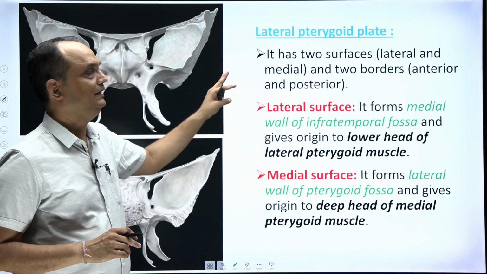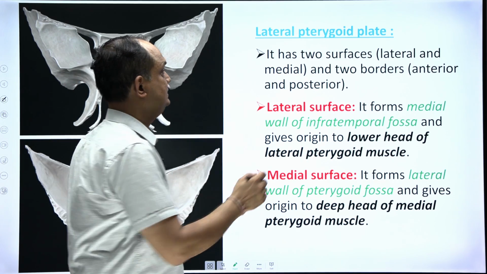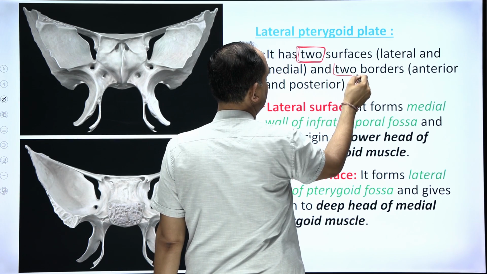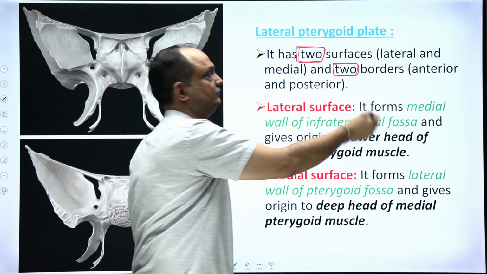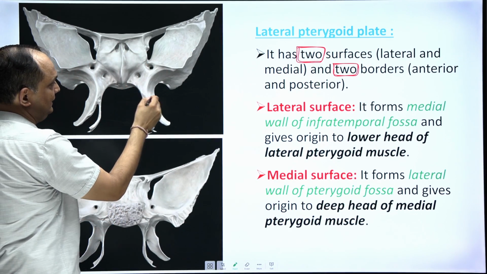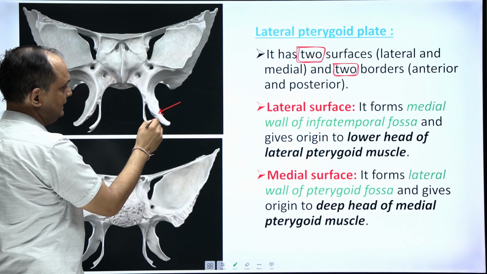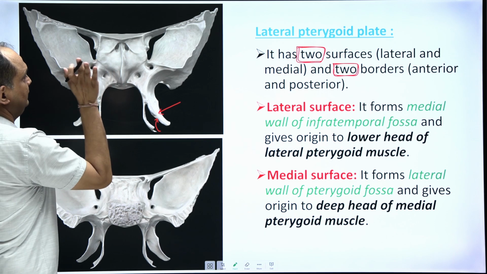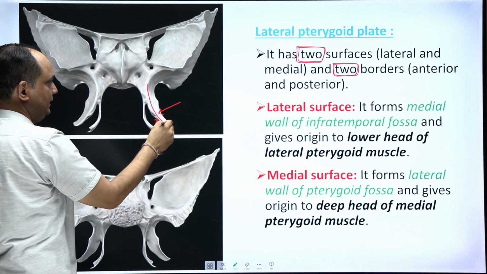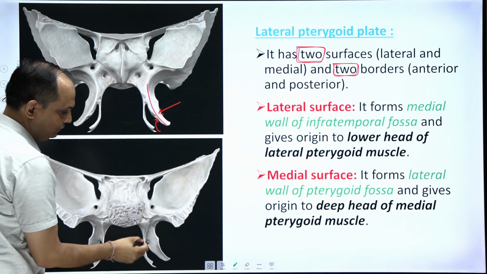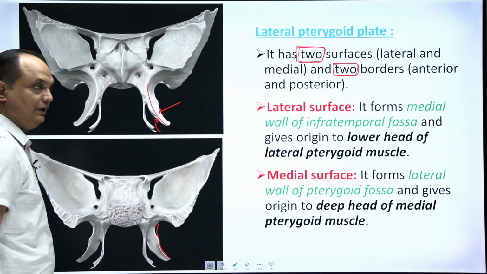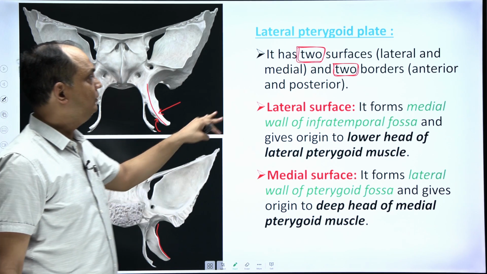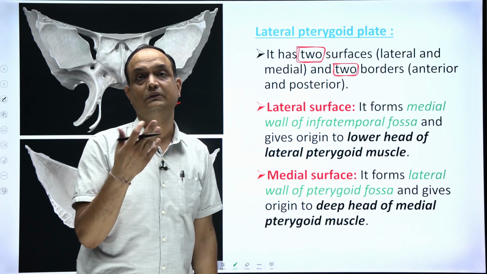Now, in this lateral pterygoid plate, you will find that this plate has 2 surfaces and 2 borders. What are the 2 surfaces of the lateral plate? This is the lateral plate, it has the lateral surface and the medial surface. It also has 2 borders. This is the anterior view, so this will become the anterior border, and this is the posterior view, so this will become the posterior border of the lateral pterygoid plate. Clear? Now, we will see both the surfaces of the lateral plate.